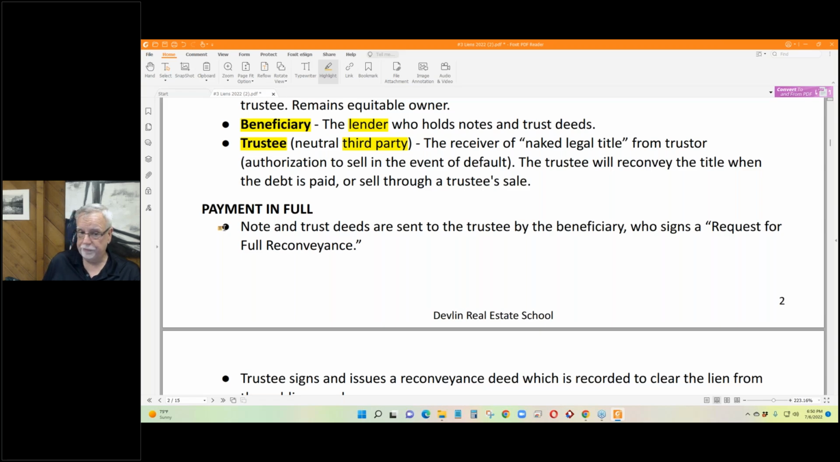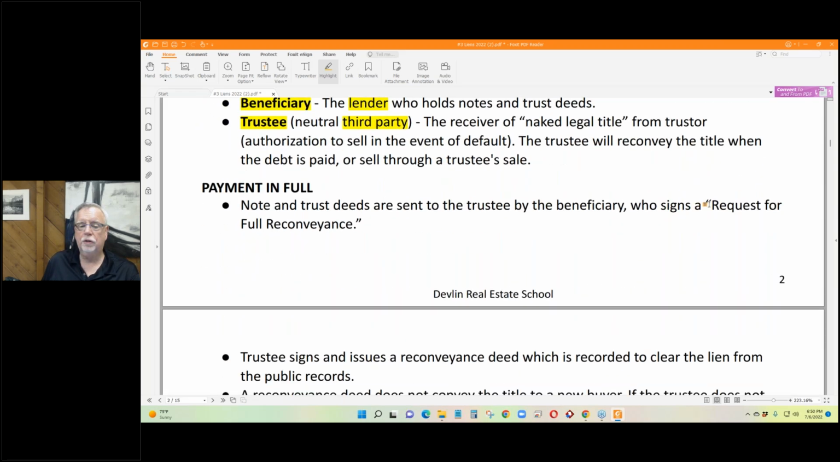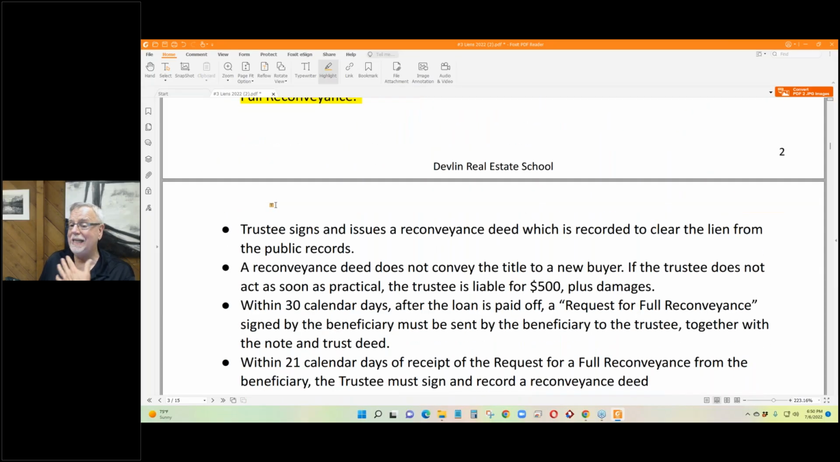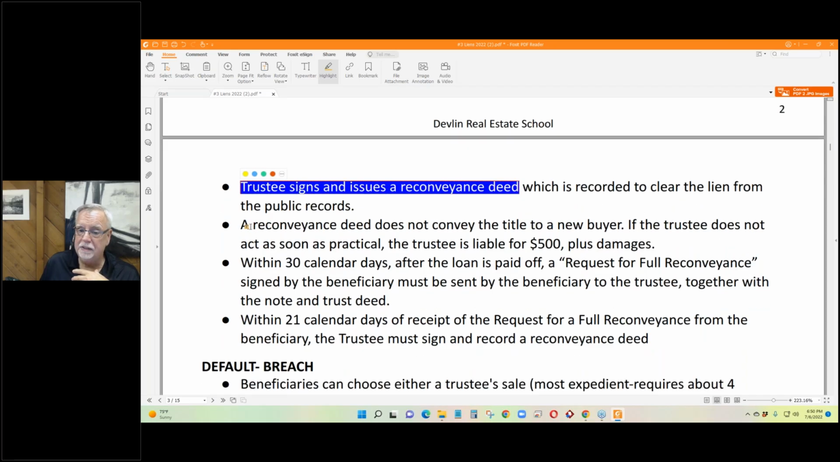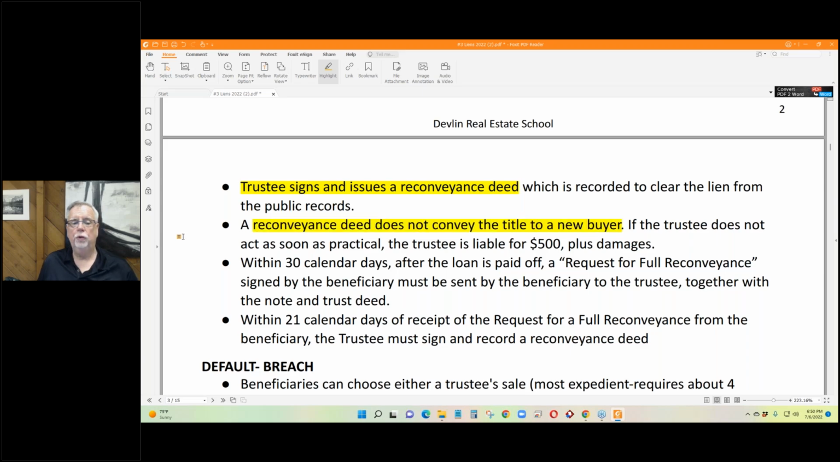Payment in full. This is the trust deed. There's something called a request for full reconveyance. That's once the loan has been paid off. It is sent to the trustee by the beneficiary, telling the trustee to reconvey. The trustee signs a reconveyance deed. The reconveyance deed does not convey title to a new buyer. So this is a question that's been on the state exam. The reconveyance deed, or the deed of reconveyance, does not convey title to a new buyer. It gives back the title to the original borrower once they've paid off the loan.